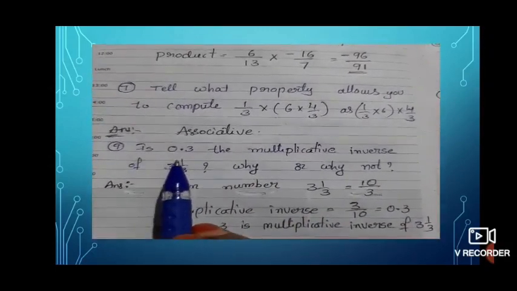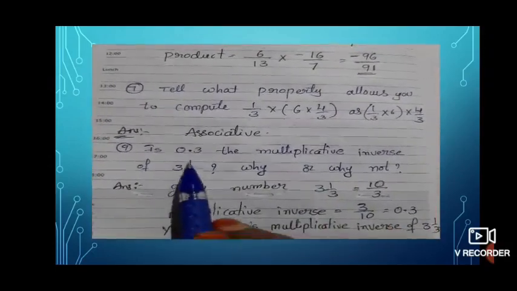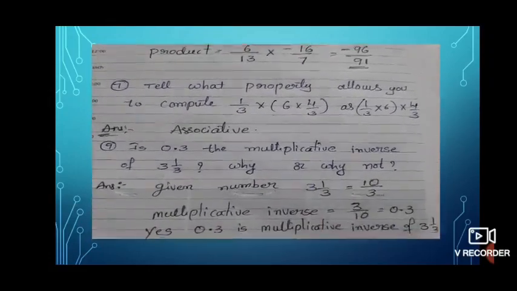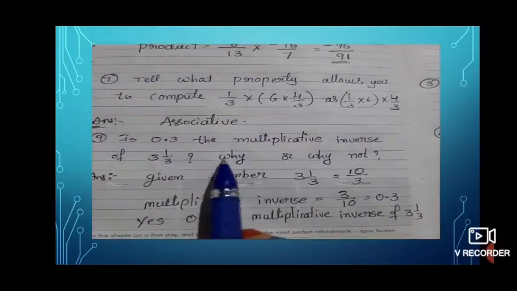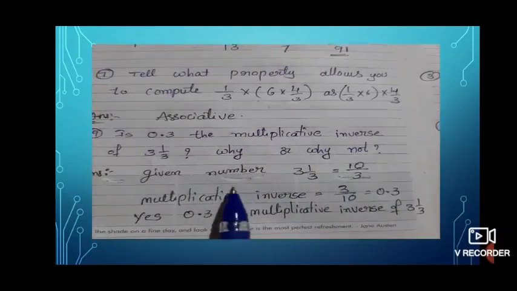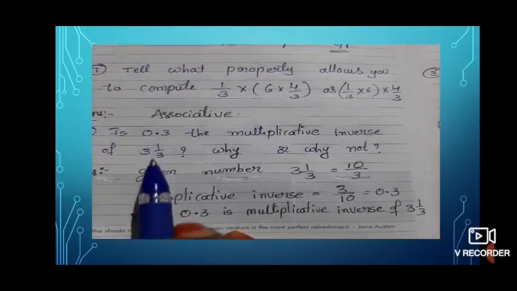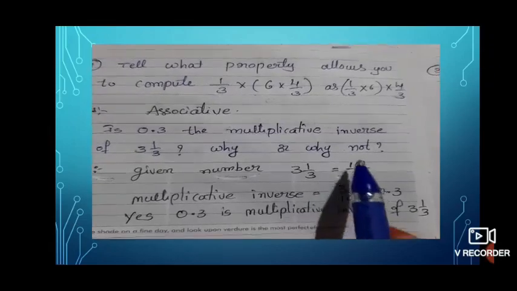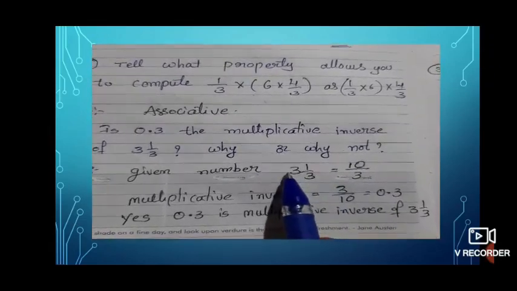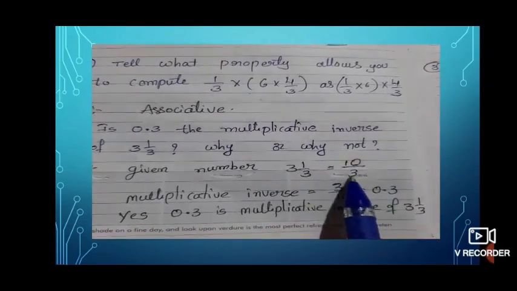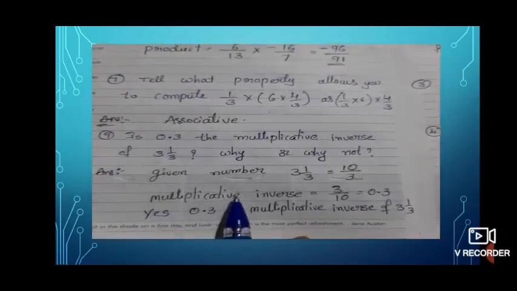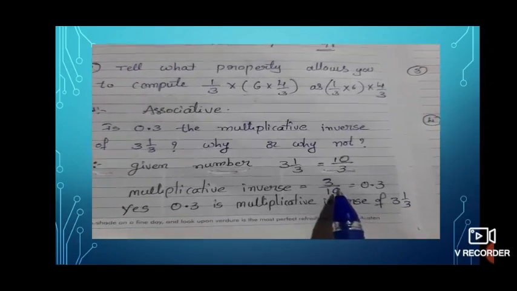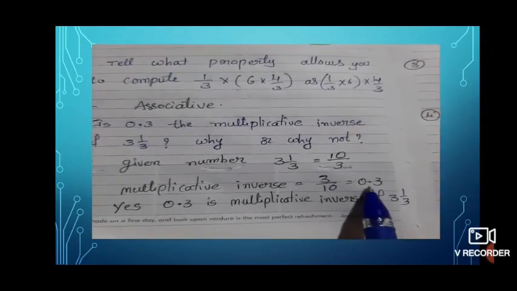Next, is 0.3 the multiplicative inverse of 3 1 by 3? If it is yes, why? Or why not? Here they asked why or why not, so first I will start from the reasoning only. So given number is 3 1 by 3. So we can write, it is a mixed fraction. Improper fraction is 3 3s are 9, 9 plus 1, 10 by 3. So multiplicative inverse is 10 by 3, we can write 3 by 10. So 3 by 10 is nothing but 0.3.